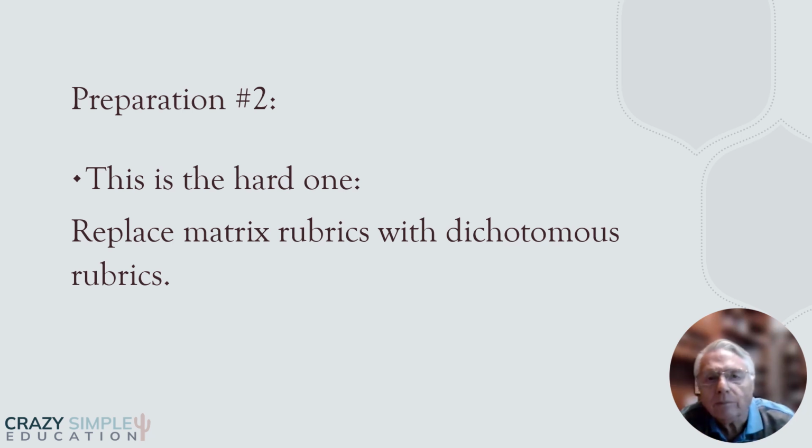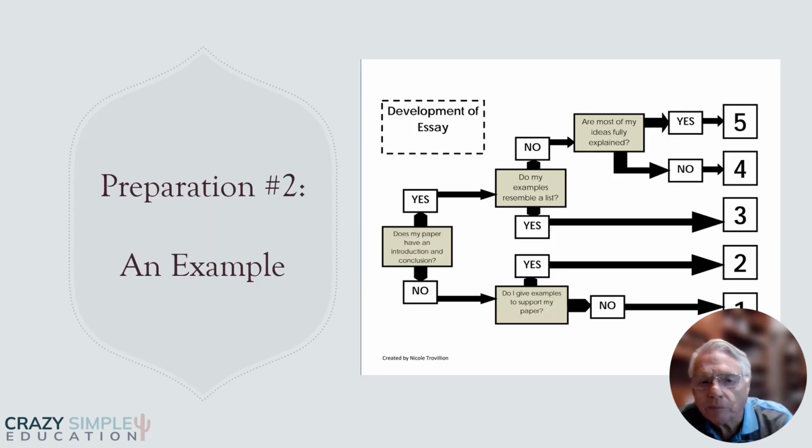Here's the hard one. Replace your matrix rubrics, which are inaccurate, with accurate dichotomous rubrics. Replace the rubrics with dichotomous rubrics. We can do it. Here's an example written by a teacher in Illinois, and it's the development of an essay.